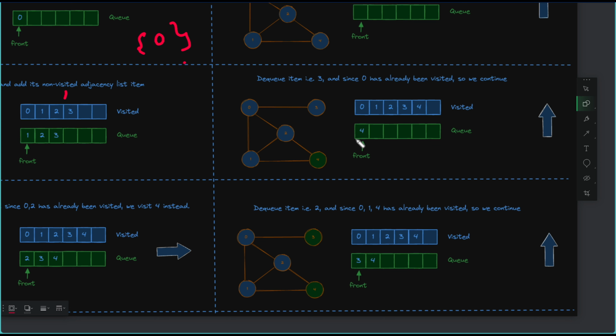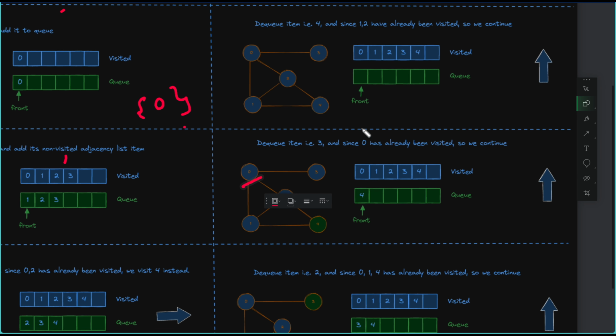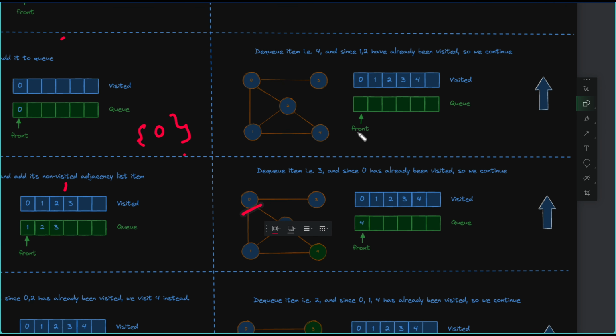Then the next element in the queue is 3. We also pop it out and see if there are any new unvisited neighbors. Again, the answer is no, because 3 has only one neighbor, which is 0, and it's already visited because we started from there. So now there is only 4 remaining in the queue. And eventually we also pop out 4. Again, there is no unvisited neighbor that we have not visited so far.